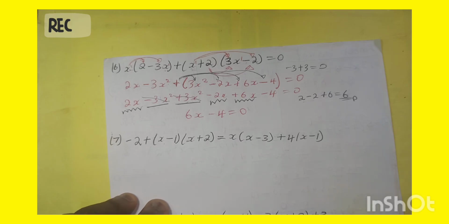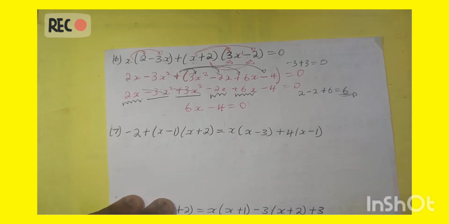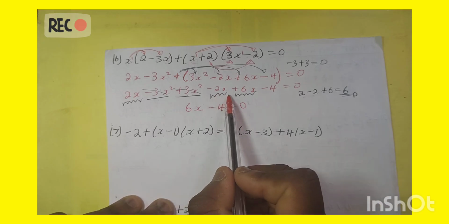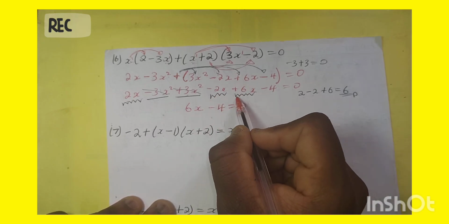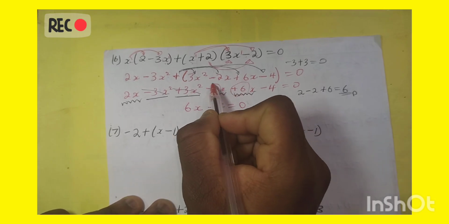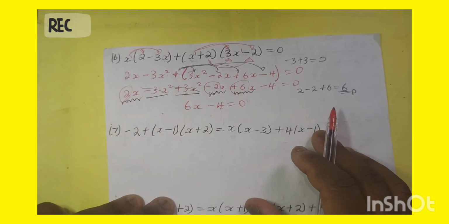So please, guys, know how to collect like terms. That is the key thing. Because when you collect like terms, you keep the same base and same exponent, then you only collect the coefficients. Please, guys, know that.